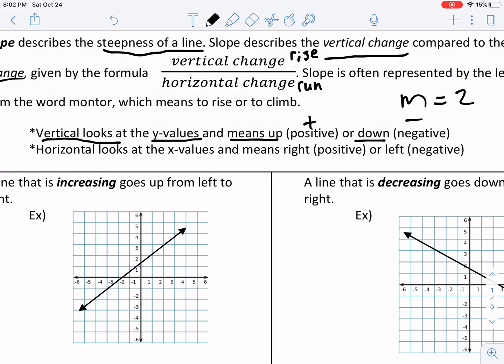Then when we're talking about horizontal, even though right is positive and left is negative, it helps us if we always go to the right and use the positive or negative to go up or down. If we have a positive, we'll go up. If we have a negative, we'll go down. That'll just save us a headache. Horizontal is the x values, left and right. Right is positive, left is negative.